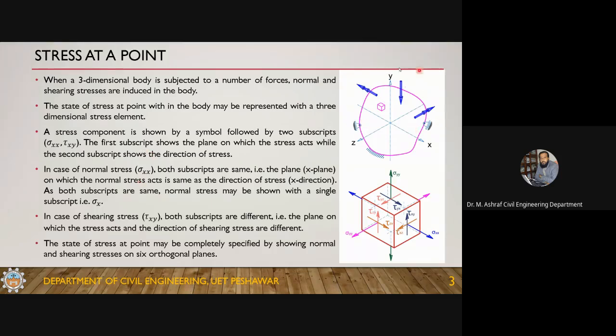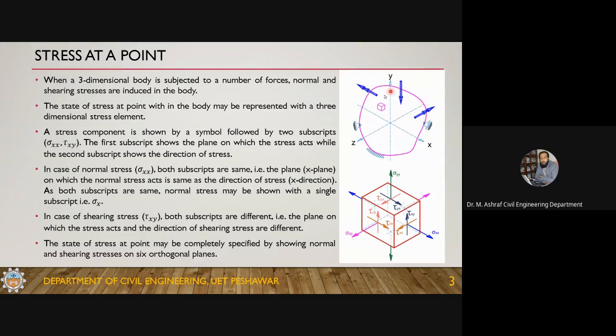Let's suppose this is a three-dimensional body which is acted upon and has some constraints. You can see this is a hinge support, this is a fixed support, this is a roller support, and this body is acted upon by a bending moment about the z-axis, a bending moment about the x-axis, a force in the y direction, and so on and so forth. There may be some uniformly distributed load, some varying load acting on this body.